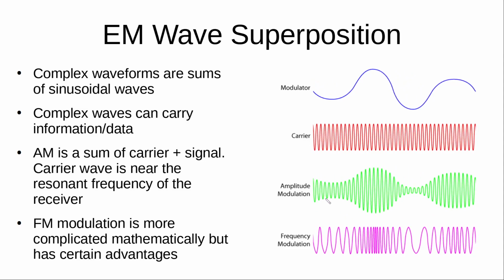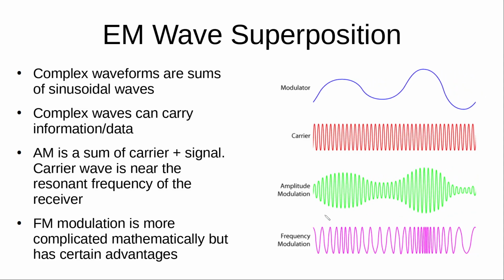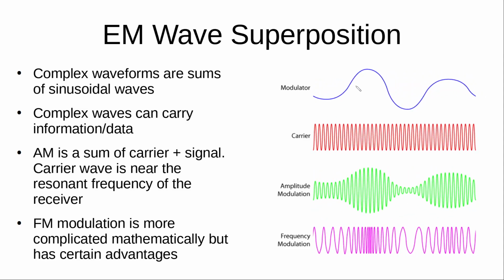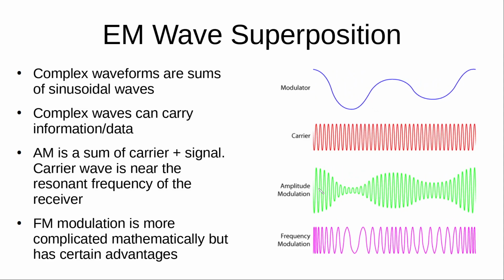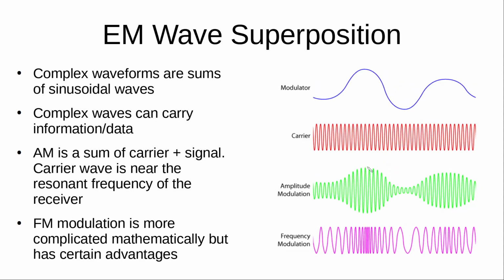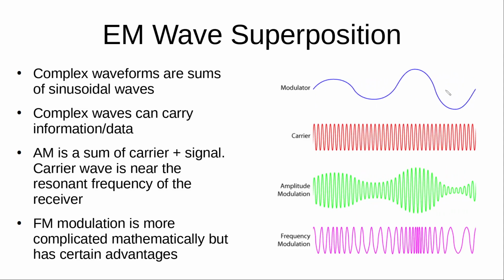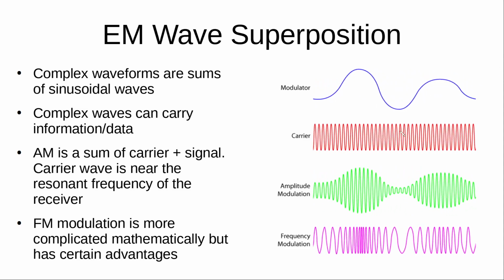So in order to send a signal with amplitude modulation, all you have to do is add them together. Then you get something that looks like this third waveform down here. You get a high frequency wave that has an amplitude that varies slowly in the same shape as your modulating signal, your audio or music.